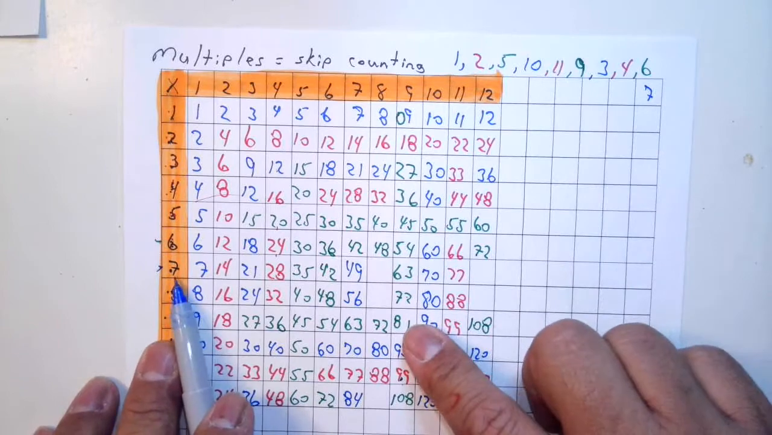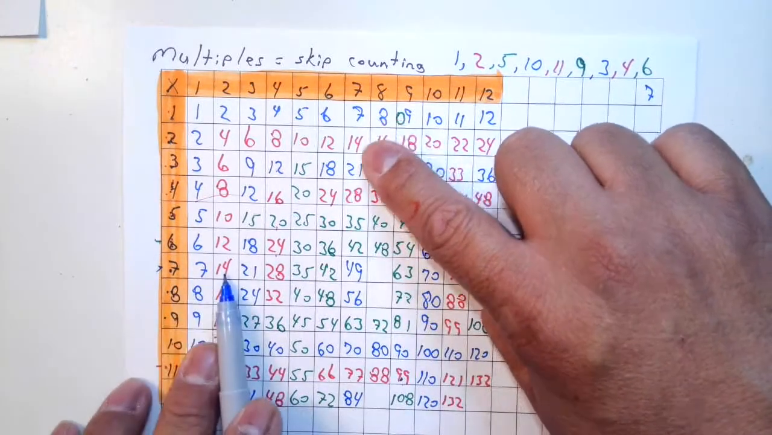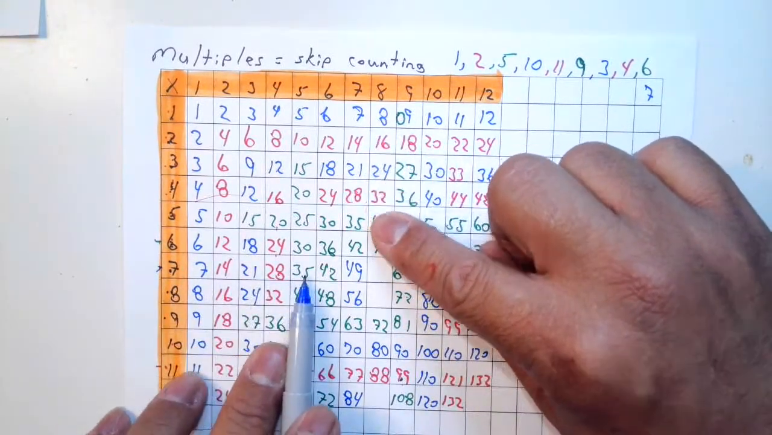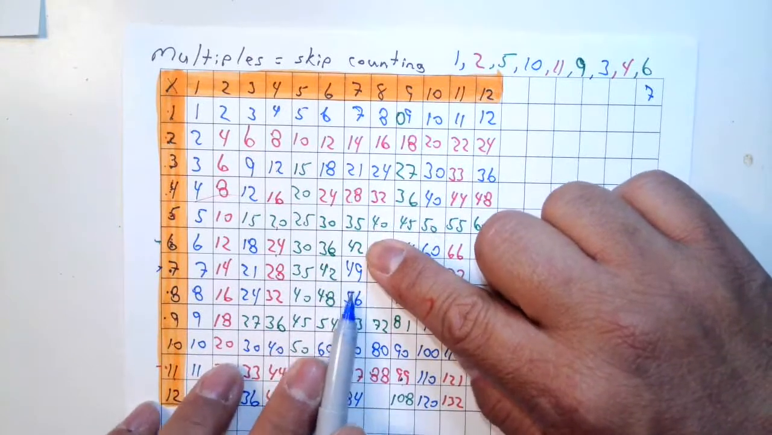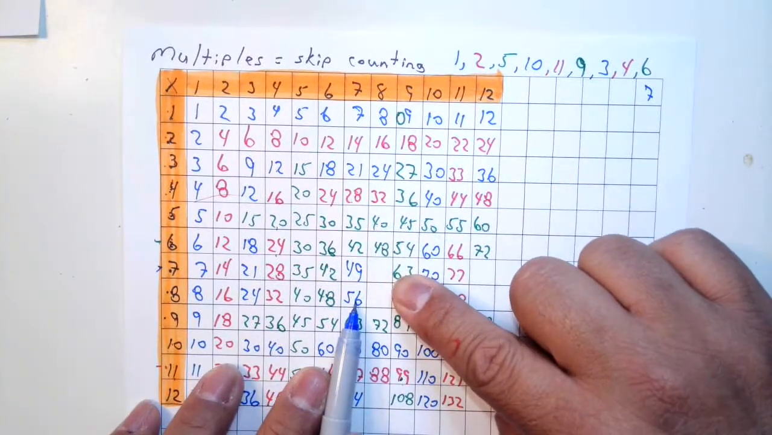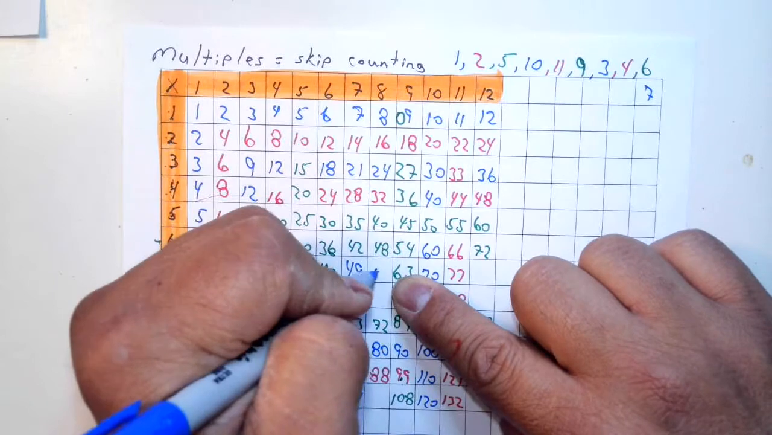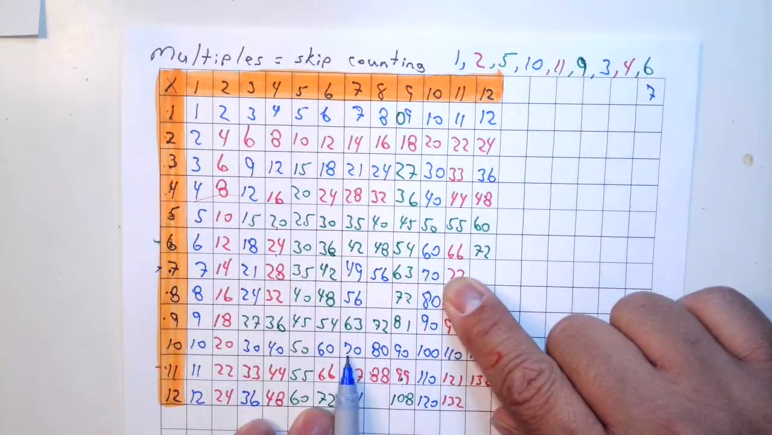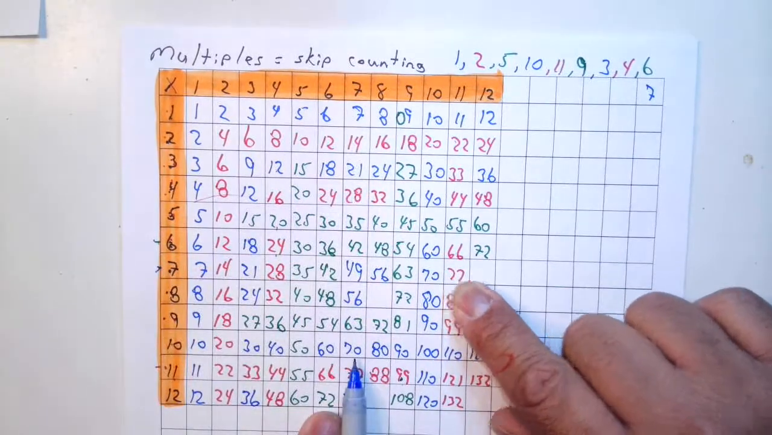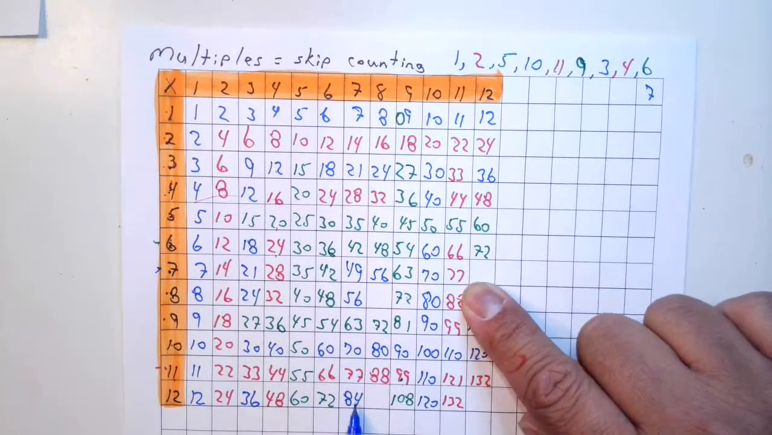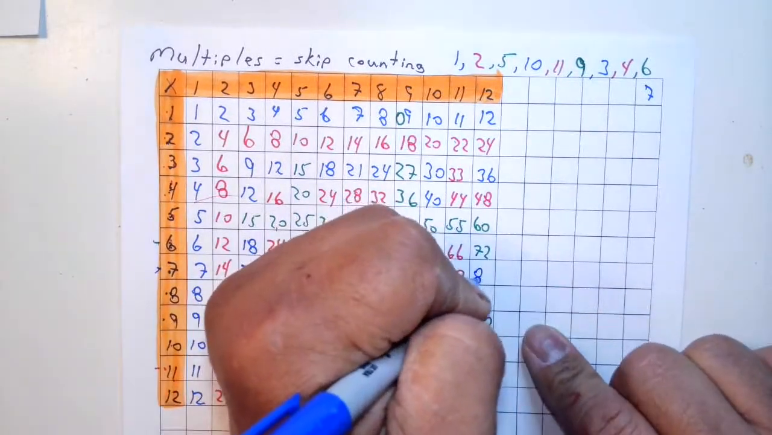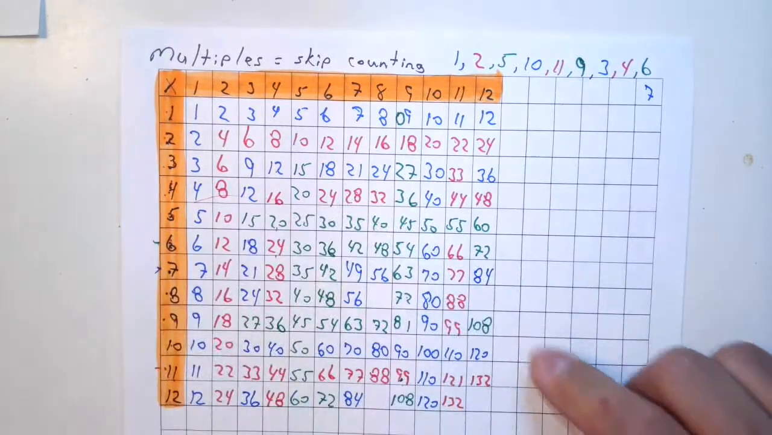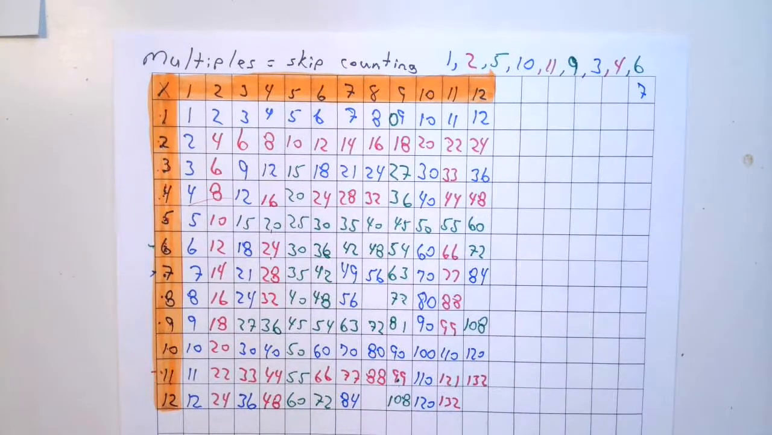Now we're going to go across. 7, 14, 21, 28, 35, 42, 49, going down and across. 56, 63 is already there. 70 is already there. 77 is already there. 84. See? Working smarter, not harder. Okay?